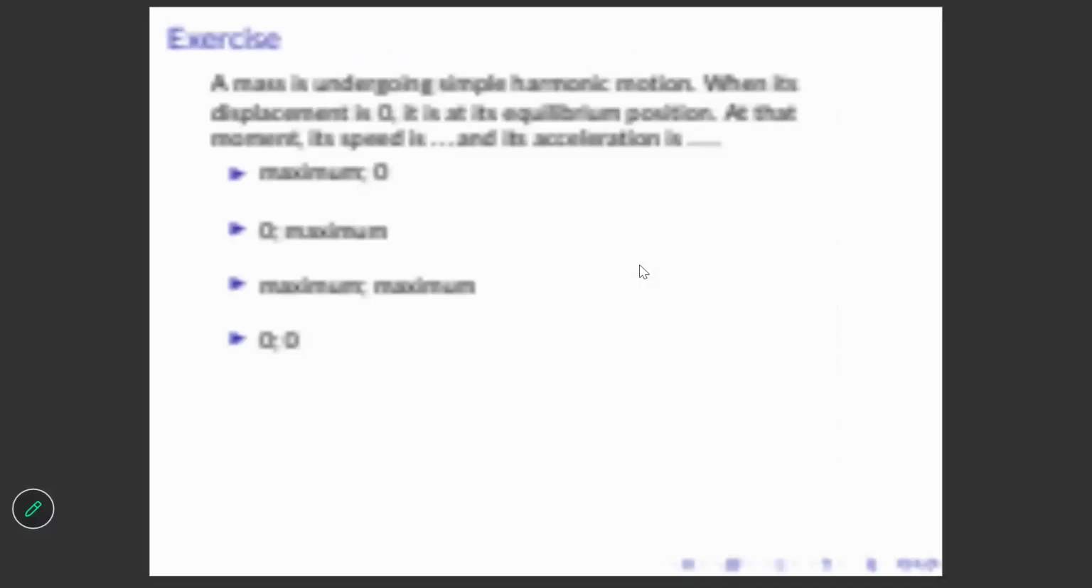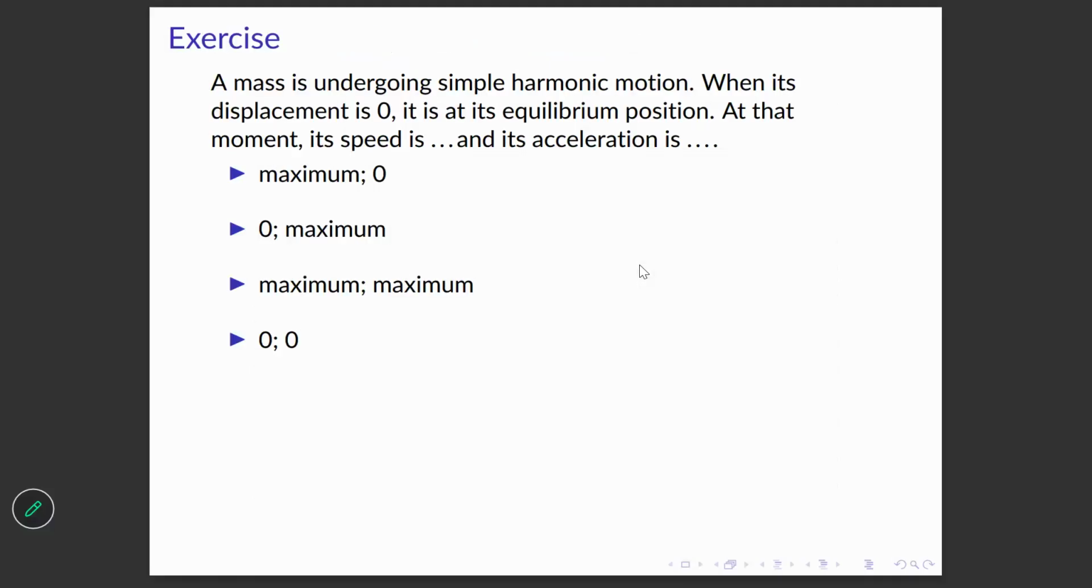Almost done. When your displacement is 0, at the equilibrium point, tell me about your speed and tell me about your acceleration. I just showed you the answer on the previous. Can you apply what I just said here? When the displacement is 0 at equilibrium, what is the speed at equilibrium and what is the acceleration at the equilibrium position?